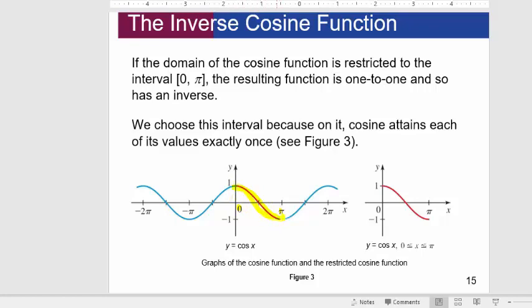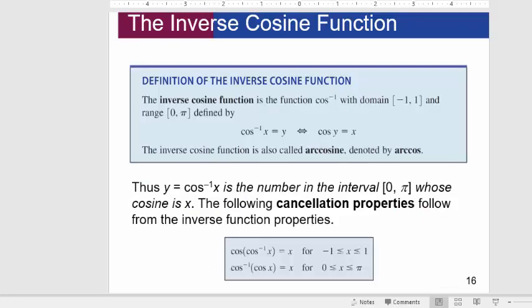So when we do this, we of course create a one-to-one function whose domain is 0 to pi that does actually have an inverse. So we will define the inverse cosine function to have a domain of -1 to 1 and a range of 0 to pi. All right, and again, this means that whenever we evaluate the inverse cosine function, our result has to be some number, some angle, that's between 0 and pi.